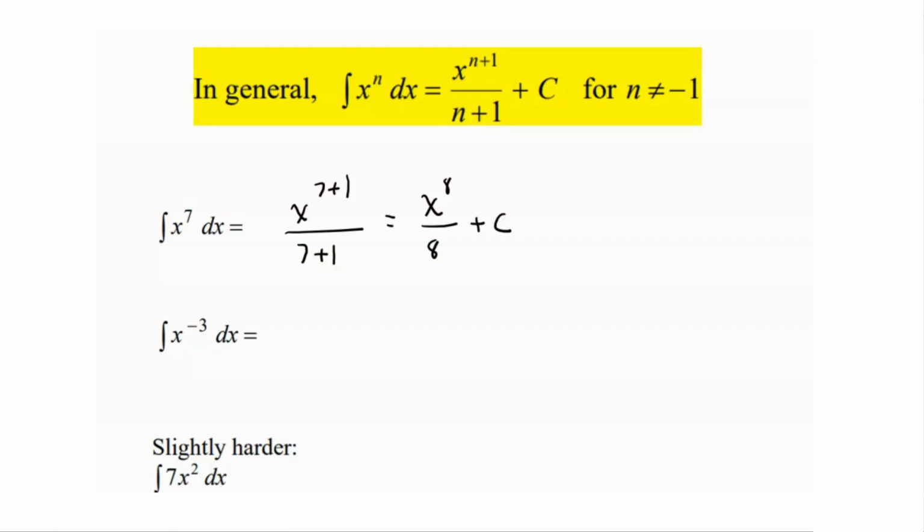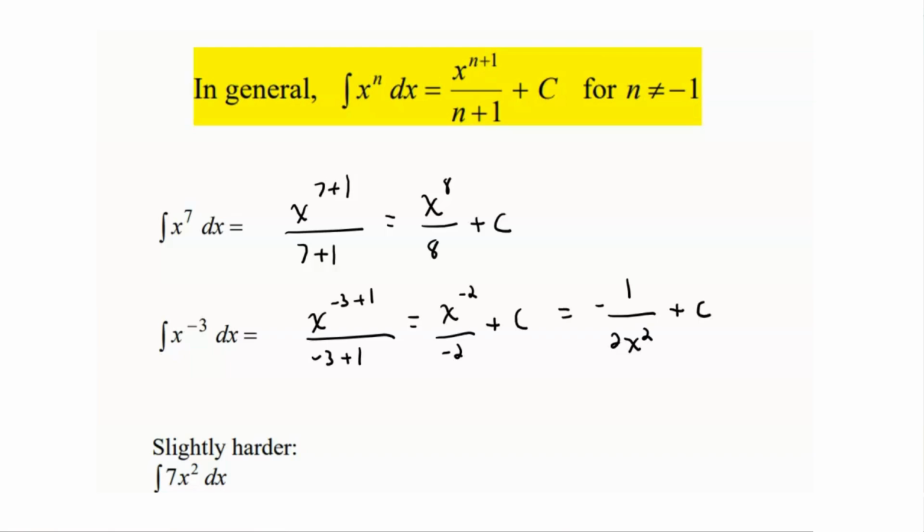All right, so we can do this one with a negative exponent also. So we're saying this is x to the -3 plus 1 divided by -3 plus 1. So this would be x to the -2 divided by -2 plus C, which could also be written as -1 over 2x squared plus C.